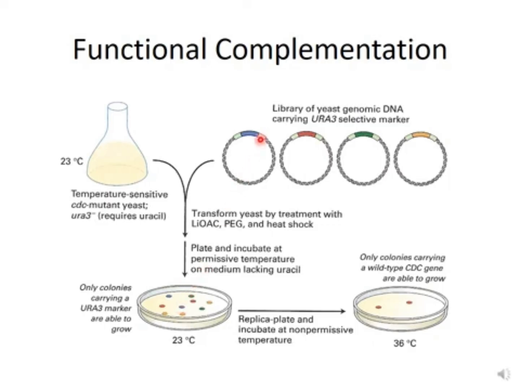So the uracil gene is the selection method in the yeast cells, whereas the ampicillin resistance is the selection gene for the E. coli cells. Then we replicate the plate and incubate it at the non-permissive temperature. And as we discussed earlier, only the cells that have a wild-type gene are going to be able to grow, and those that have the mutation won't be able to grow at the non-permissive temperature.